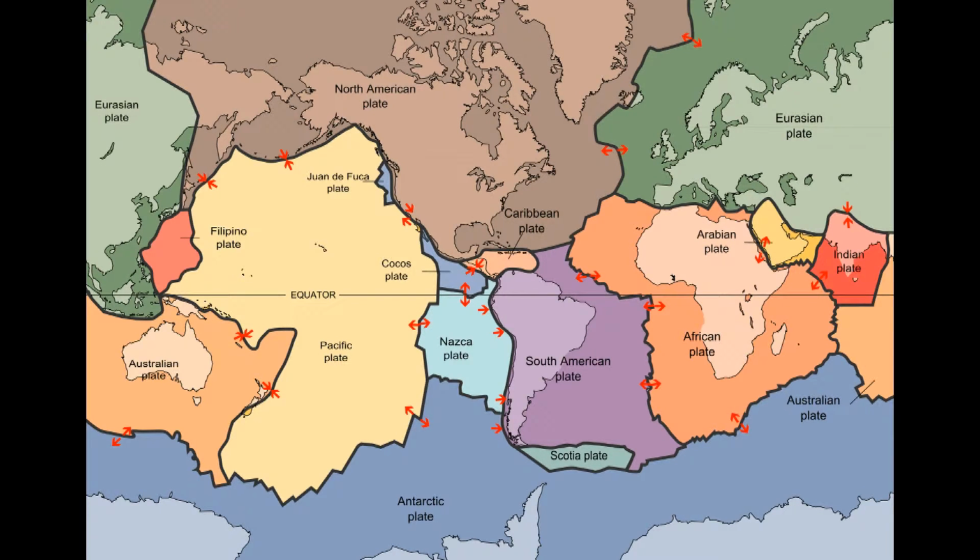There are 8 major tectonic plates, plus a lot of minor plates, which in decreasing order of size are the Pacific Plate, the North American Plate, the Eurasian Plate, the African Plate, the Antarctic Plate, the Australian Plate, and the South American Plate.